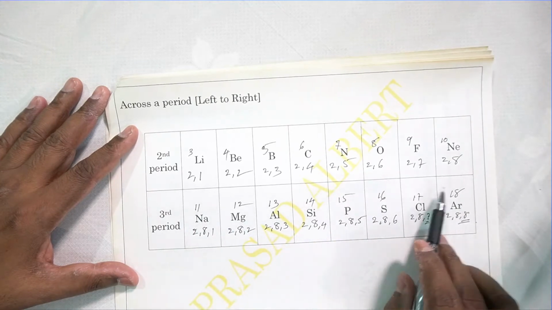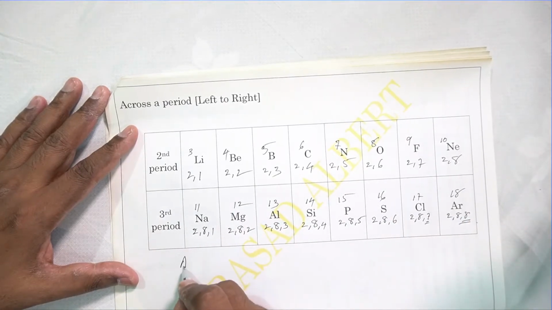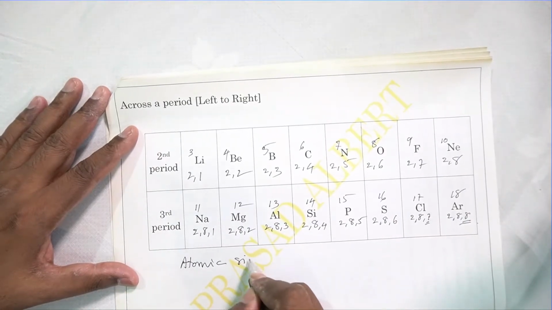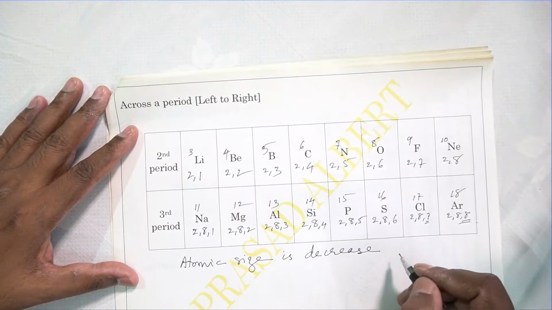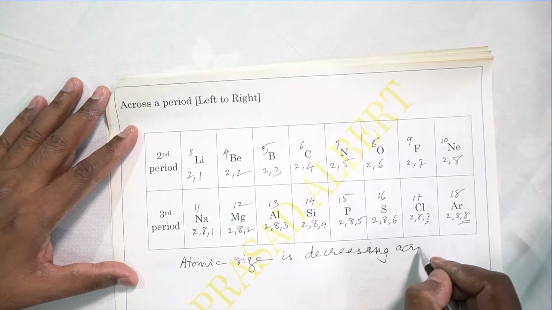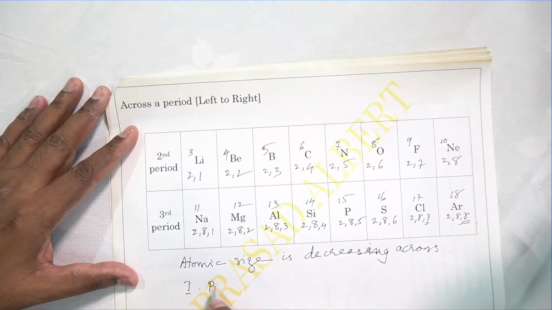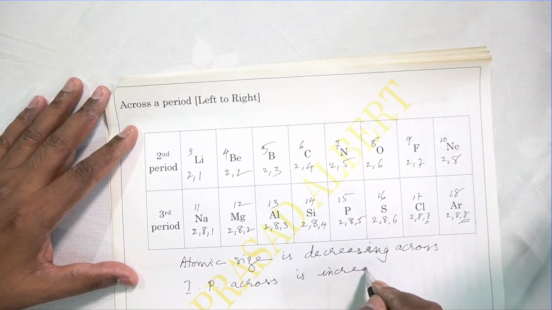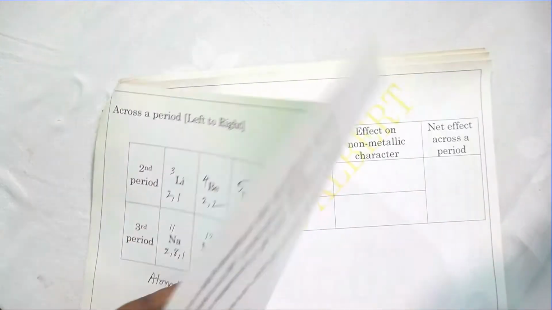So across a period there is no change in the number of orbits while the nuclear charge is increasing. So the atomic size is decreasing across. We have discussed it in detail in the previous videos. Second, we have also discussed in the previous video that the IP, ionization potential, across is increasing. So with these two parameters we move down. Atomic size decreases across, IP increasing across. So let's apply this here.